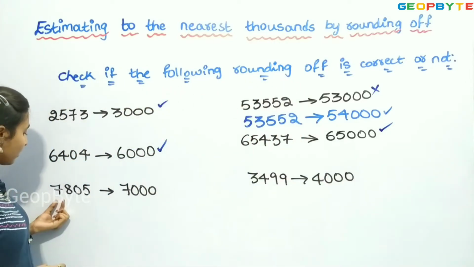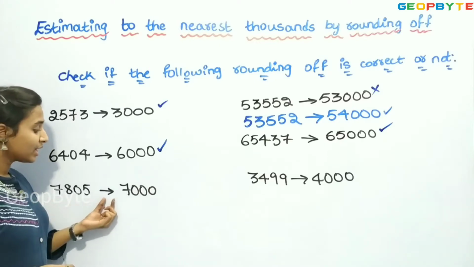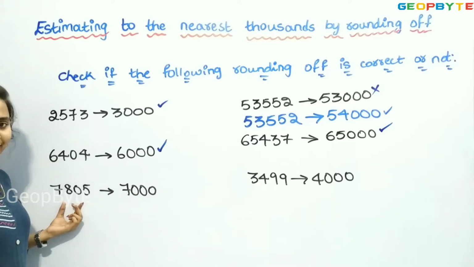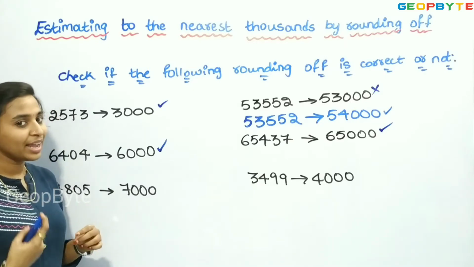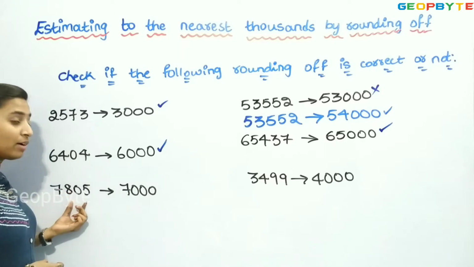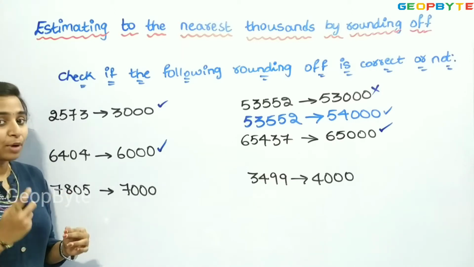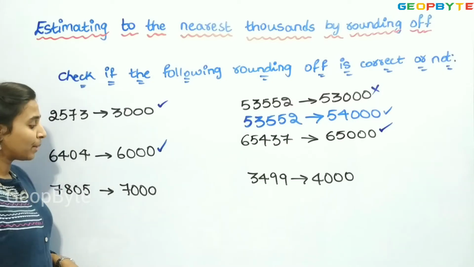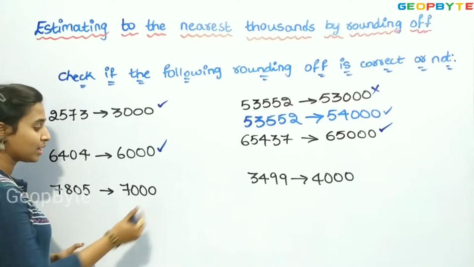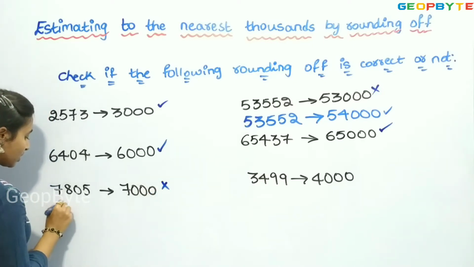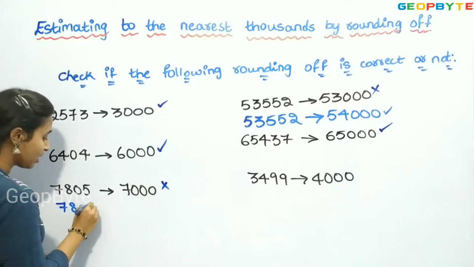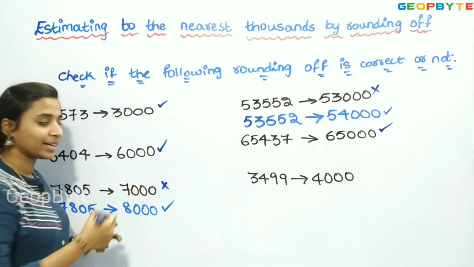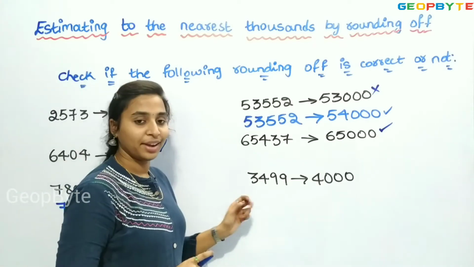Now let us see the fifth one. We have 7,805 rounded off to 7,000. This number lies in between 7,000 and 8,000. Here we have 805, which is above 500, so it should be rounded off to 8,000. But here it is rounded off to 7,000. This is wrong. 7,805 should be rounded off to 8,000. This is correct.